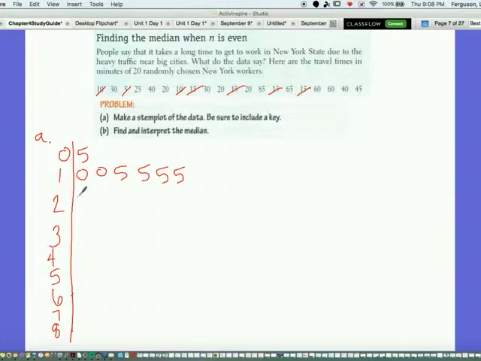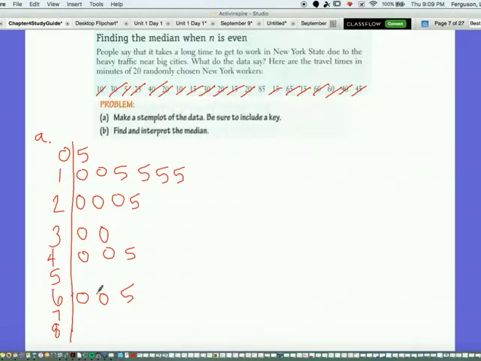In my 20s, I know I have a 20. I have another 20. I have another 20. And I have a 25. In my 30s, I have 2 30s. In my 40s, I have 2 40s and a 45. Doesn't appear that I have any 50s, but I do have 2 60s and a 65. And then I don't have any 70s, but I do have an 85.